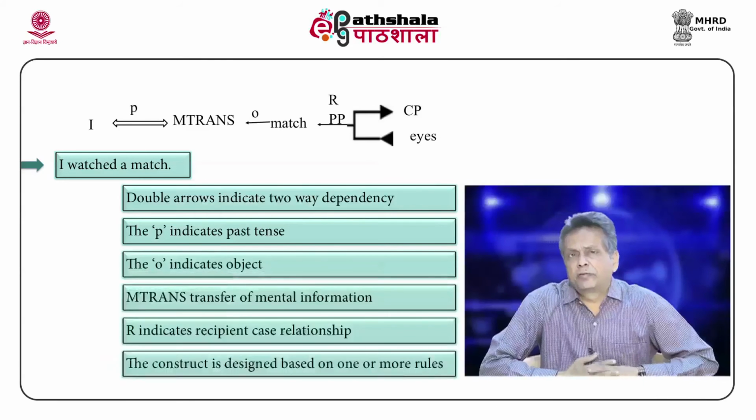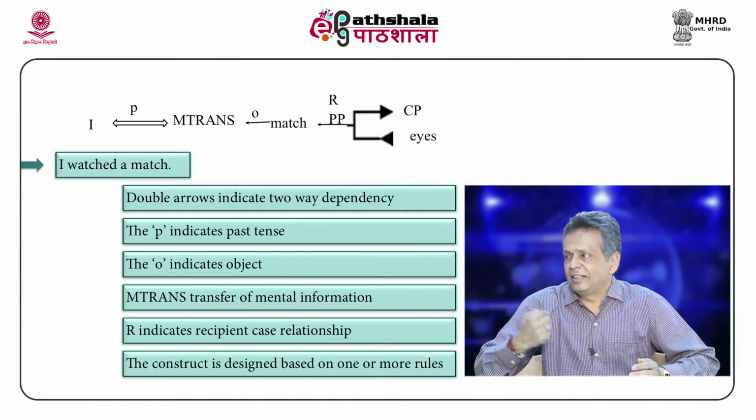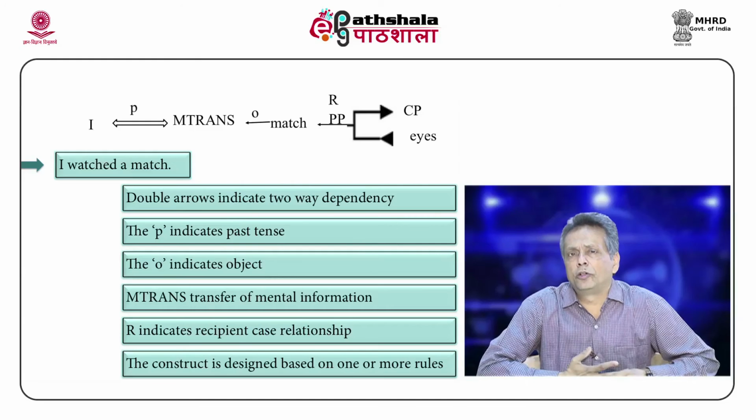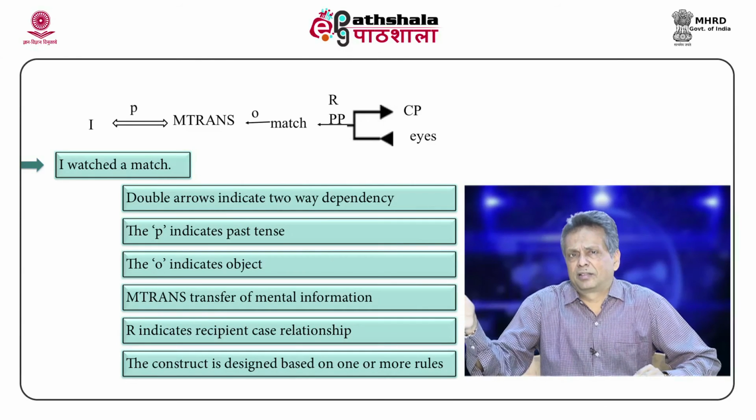Okay. And we have a few examples. I watched a match. What does that mean? MTRANS match, and then the information is coming from eyes and going to my CP. So, that is represented in the handout.